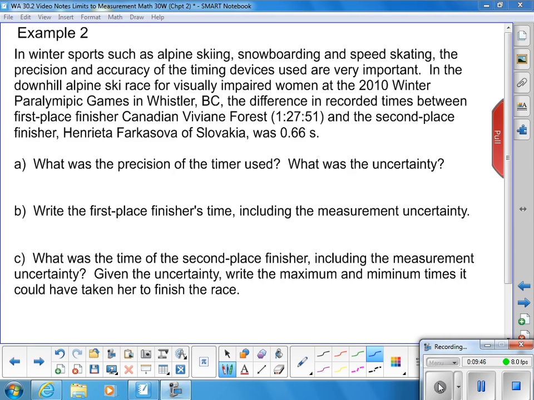In winter sports, such as alpine skiing, snowboarding, speed skating, they have to be very precise in the use of the timer for first, second, third place. The difference at the Paralympic Games in Whistler between the first and the second place winner was only 0.366 of a second. So how precise was the timer? The timer was 0.01 of a second, which means the uncertainty is half of that.